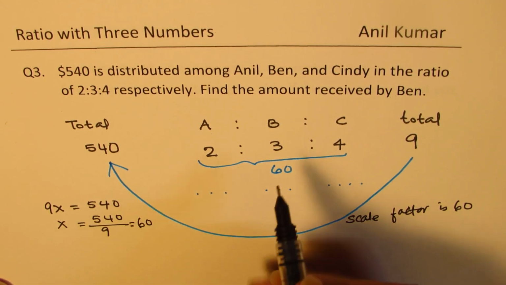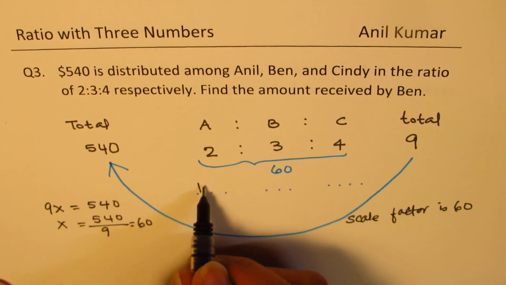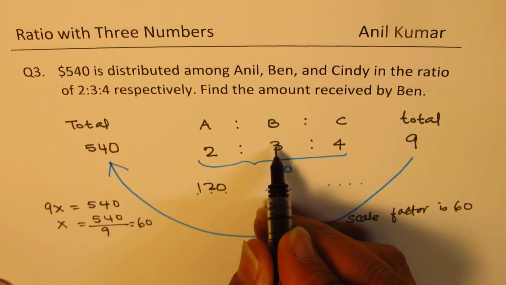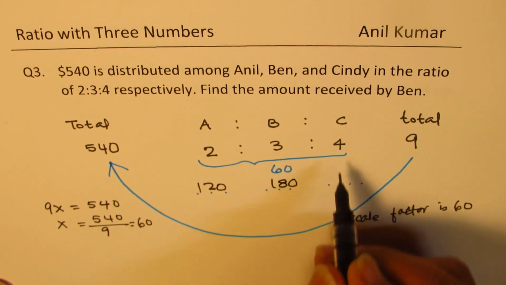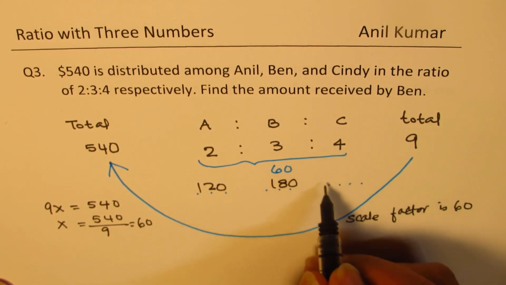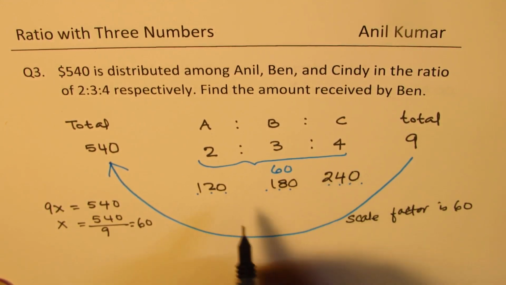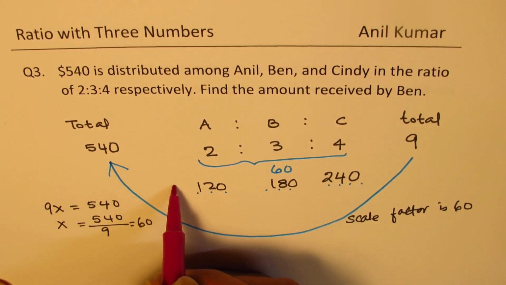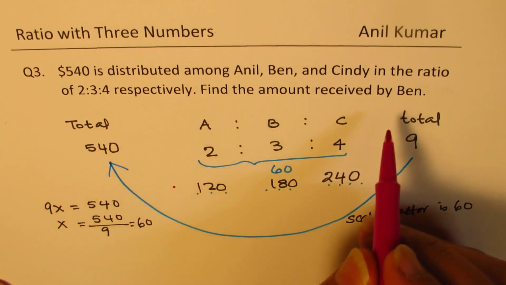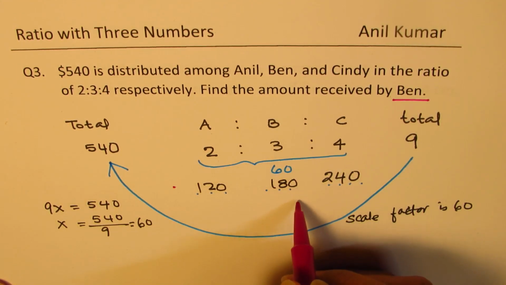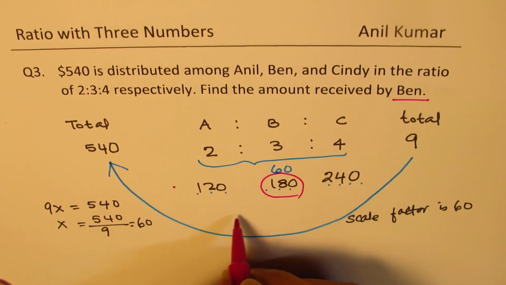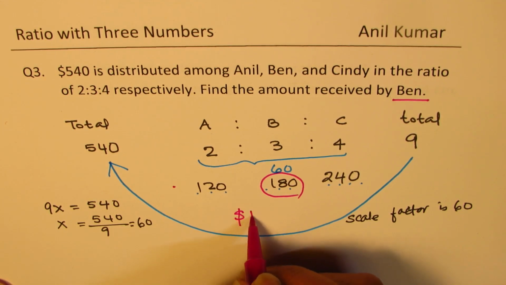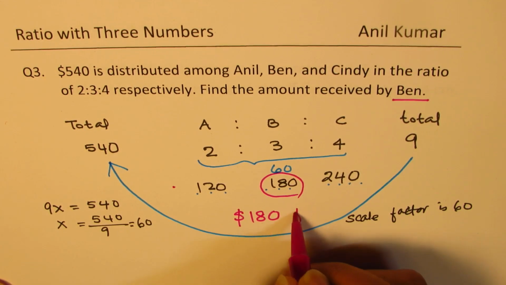So let's do it. So 60 times 2 is 120. 60 times 3 is 180. 60 times 4 is 240. So these are the amounts which they are going to get, and you can check that this total is 540, right? So we want to find how much will Ben get. Ben will get $180. So our answer is $180 for Ben.